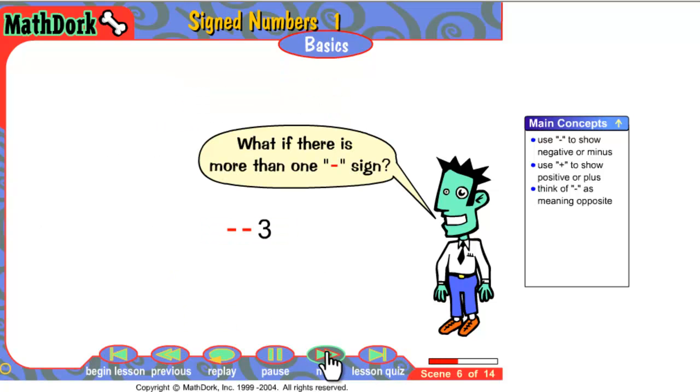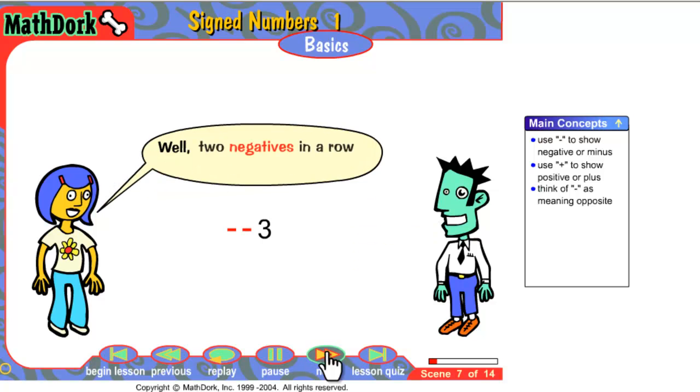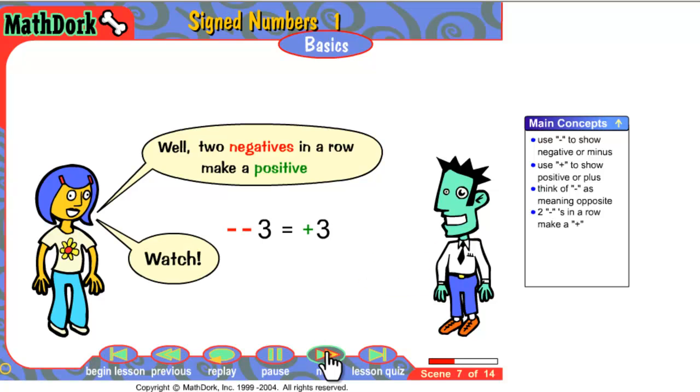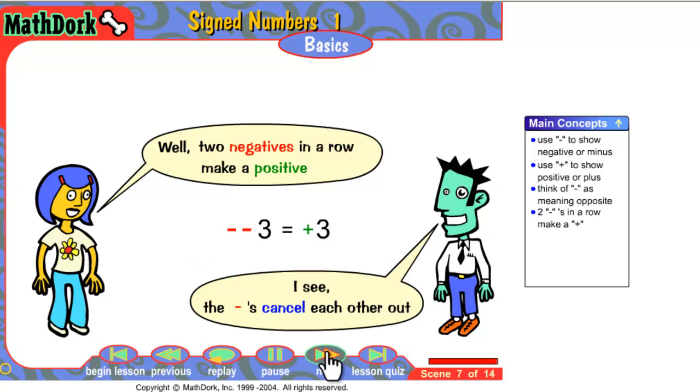What if there is more than one minus sign? When you have 2 or more minus signs, you can simplify. How? Well, 2 negatives in a row make a positive. Why? Watch. So if we have positive 3, we put it on the number line. A negative in front means opposite, so we flip it round the other way. Another negative means flip it again. So we flipped it twice, and we got positive 3. I see. The minuses cancel each other out.